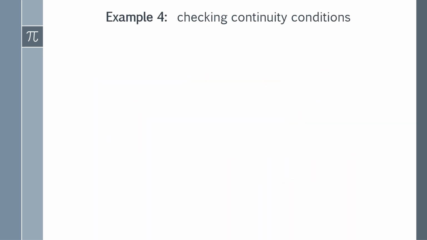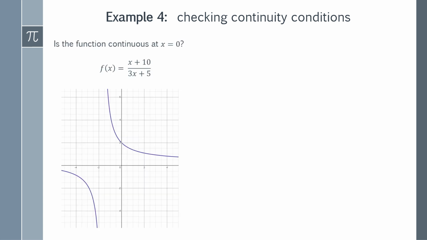Okay, let's go ahead and review one more example where we're checking the continuity conditions. Here we have a rational function f of x is equal to x plus 10 over 3x plus 5. And we would like to know if this function is continuous at 0. So if you just look at the graph of this function carefully for x is equal to 0 and what the graph looks like, you can probably come up with the conclusion that the answer is yes, right? Just by looking at the graph and what happens to the function around 0.